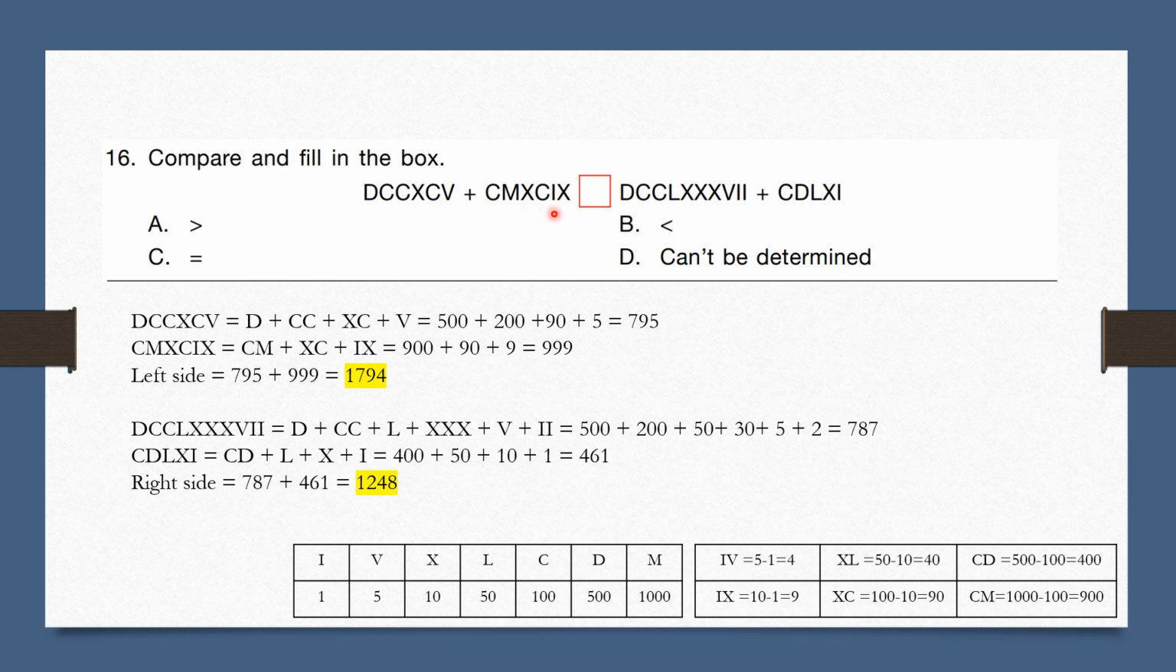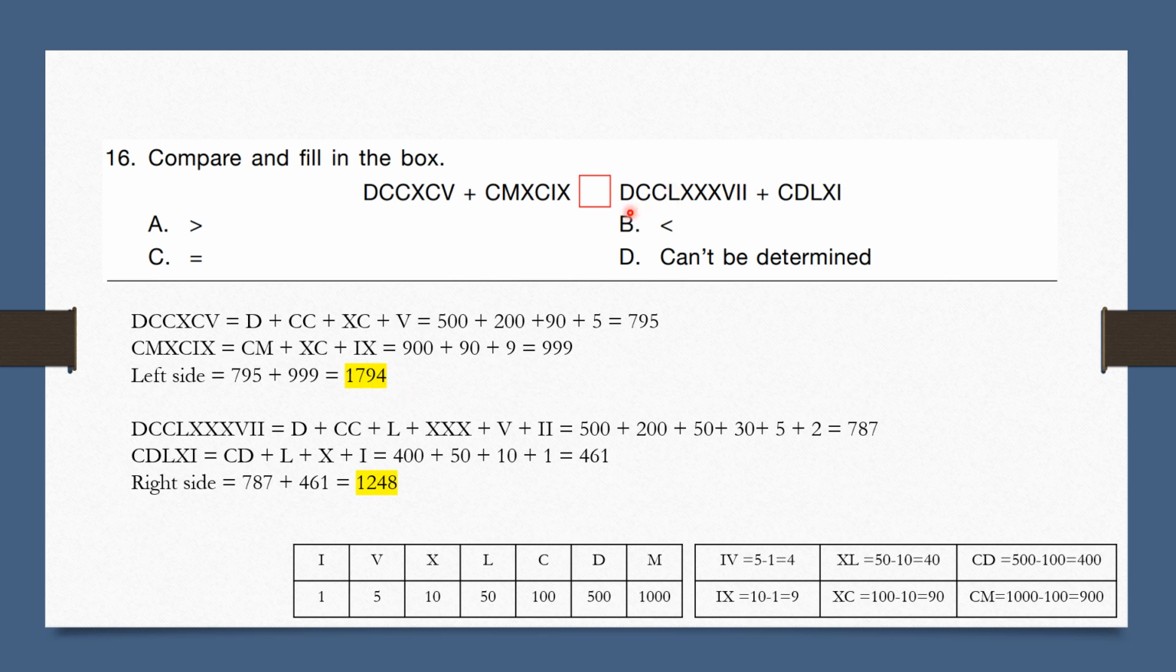Let's see CM, XC, IX. So CM, M is 1000, C is 100. So it is 1000 minus 100, 900, which is given here. XC, C is 100, X is 10. So 100 minus 10, 90. IX, X is 10, I is 1. So 10 minus 1, 9, which is given here. So the total value is 999. So 795 plus 999 is 1794.